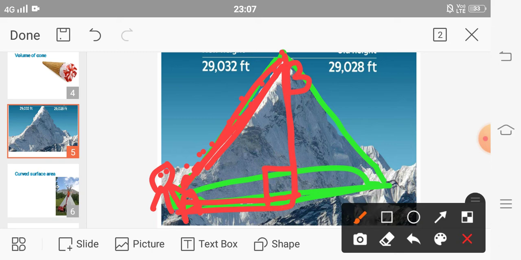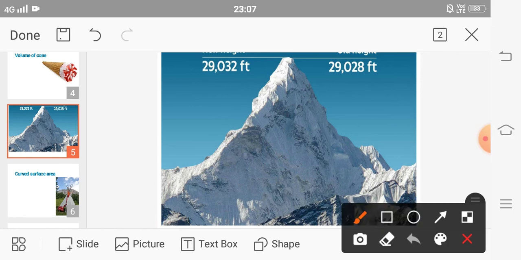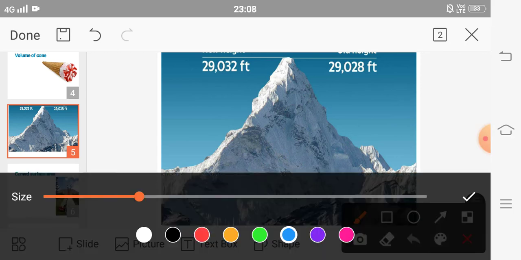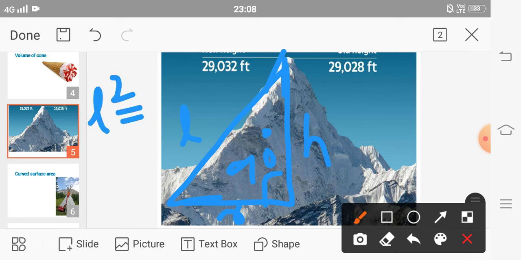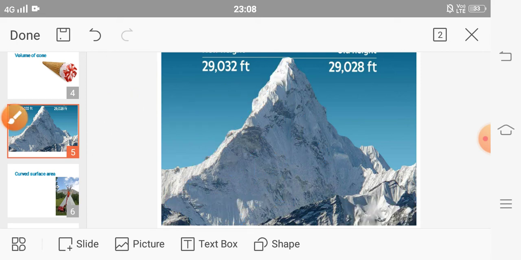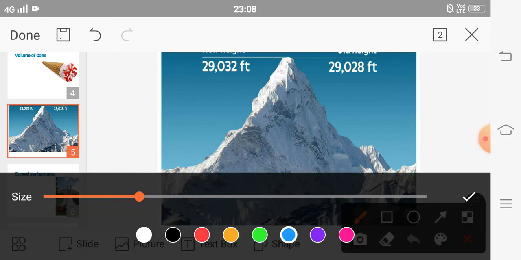here we observe 90 degrees, which means it is a right angle triangle. According to Pythagoras theorem, this is height and radius. This is L, the slant height. L square equals h square plus r square. If you don't know what Pythagoras theorem is, then watch previous videos.